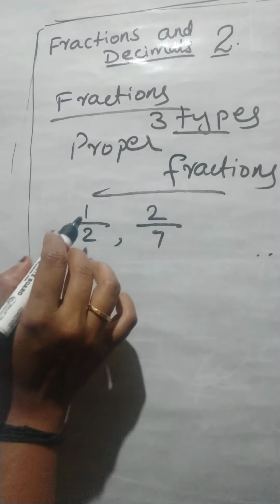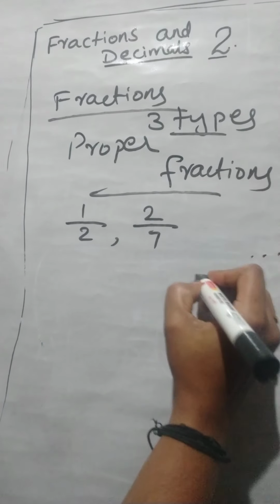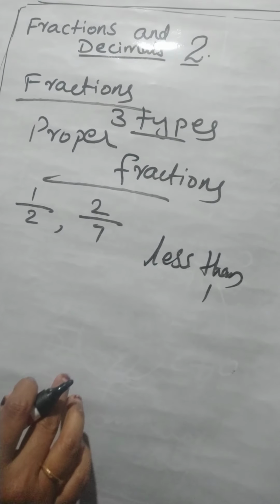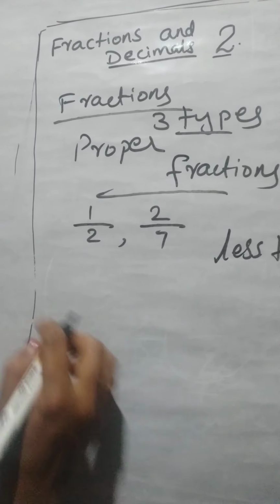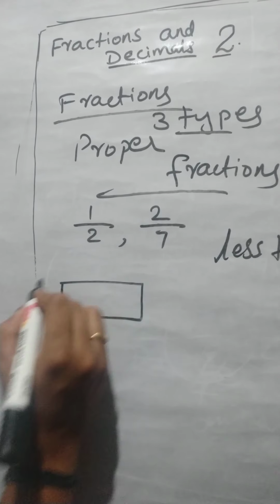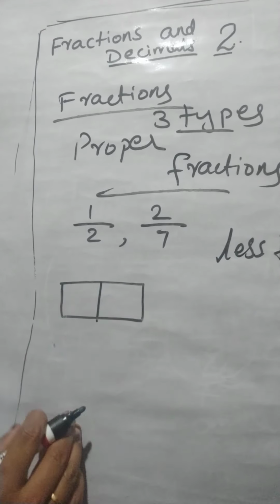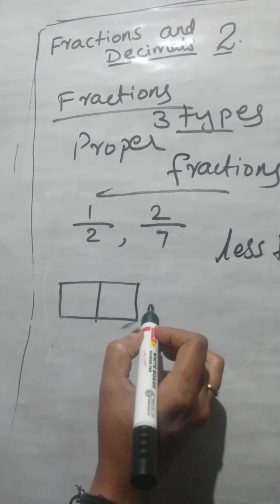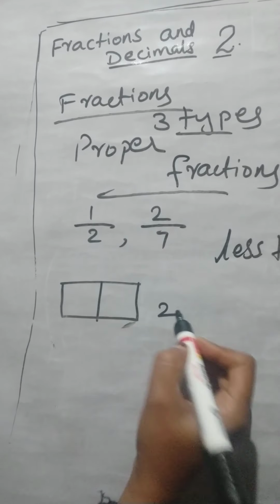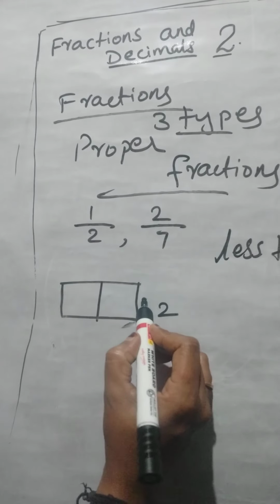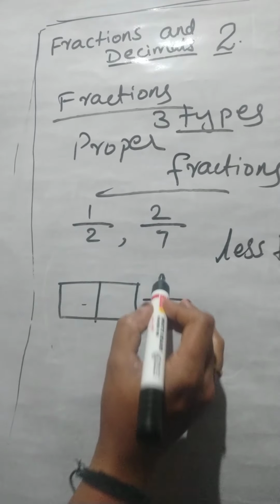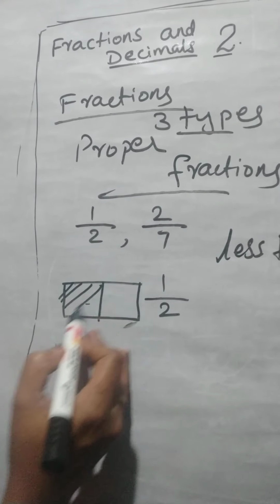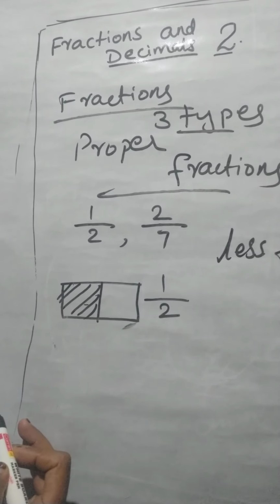Here the value of proper fraction is always less than 1. Why is it always less than 1? Because we are dividing an object into parts. Suppose this is one cake. We can divide this into two parts. That we can represent as the denominator, 2. Among this you are getting only one piece. That means you are not going to get this full cake, only half of this. This is represented by 1 by 2.